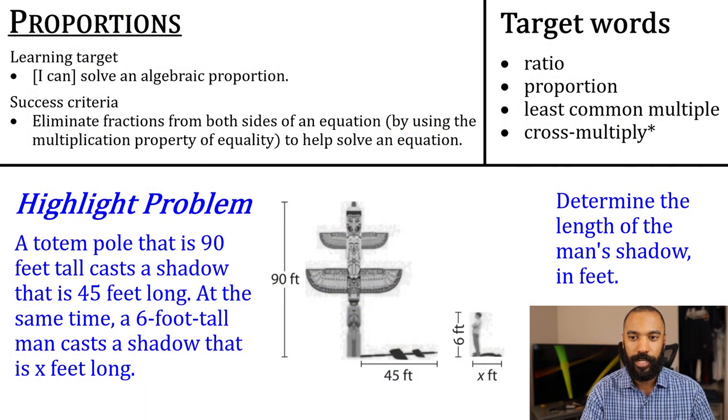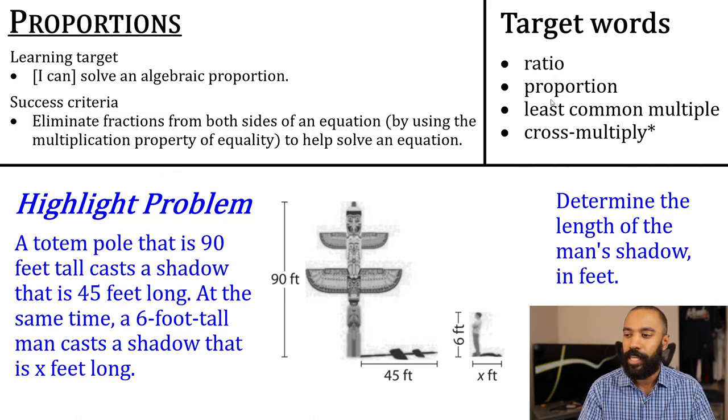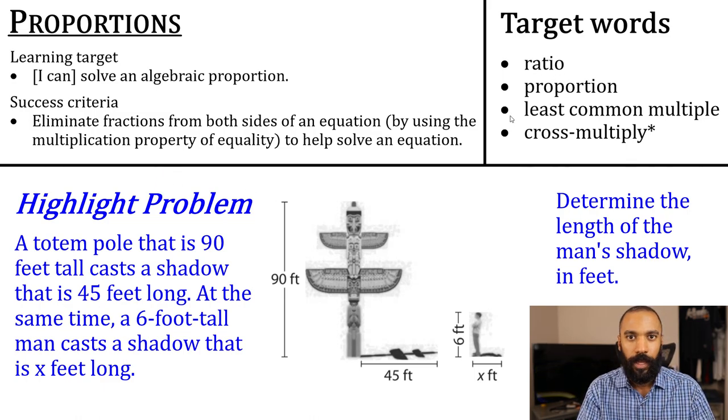So cross multiplication, or cross multiply, again, is going to be one of the target words, and that's used by using least common multiples. Okay, let's just look at the highlight problem here. Then I'm going to break down what all these words mean. You'll get several examples of what they mean. I want to give some real life context, some popular media context with it as well. We'll make that happen. So here's the highlight problem.